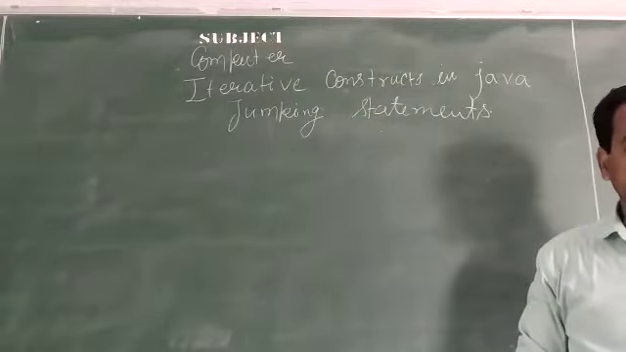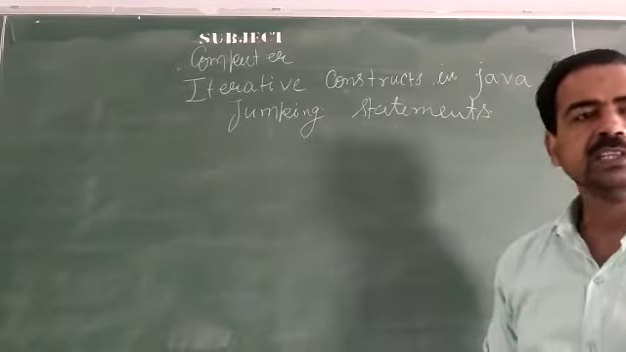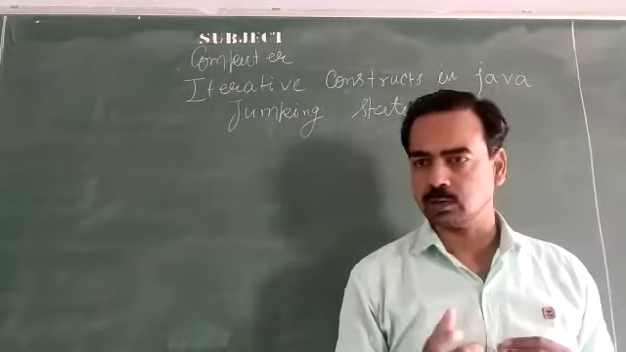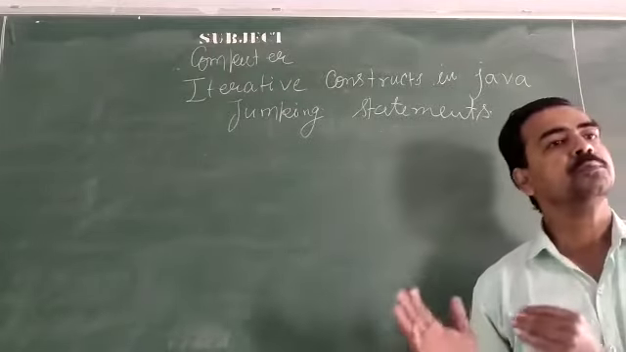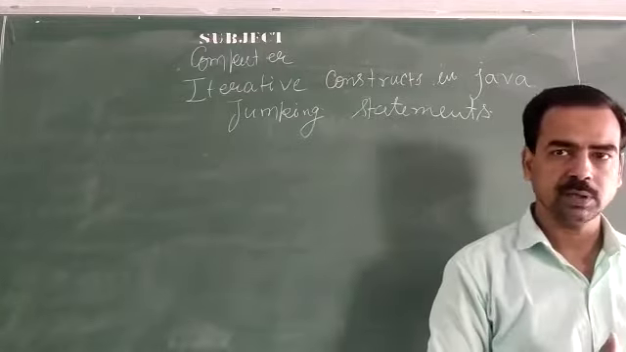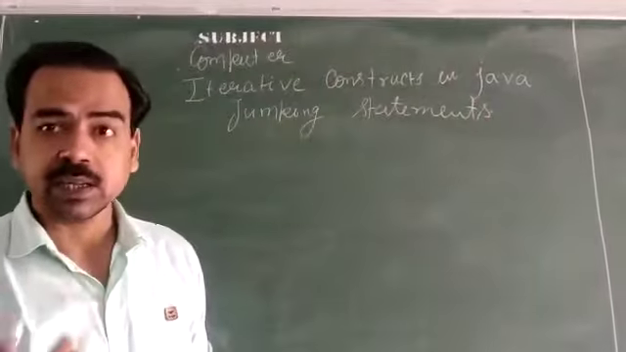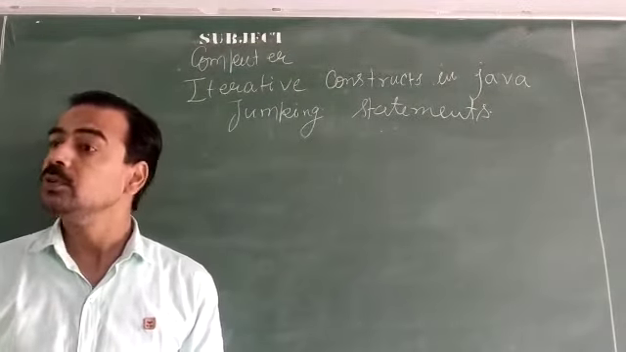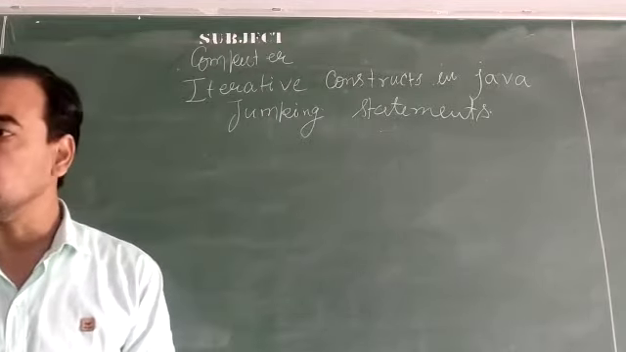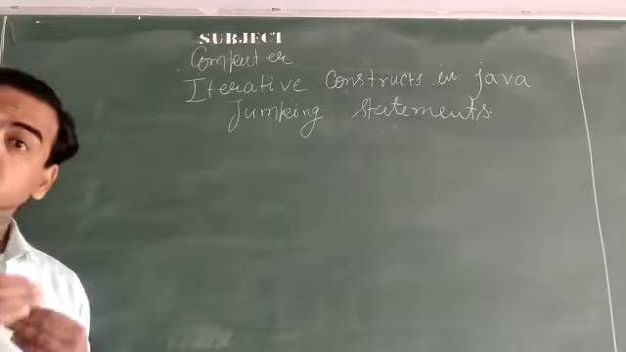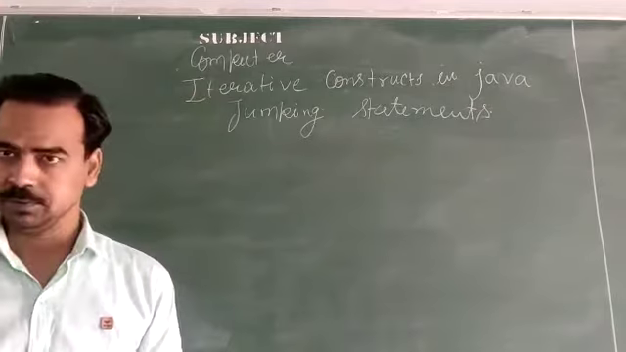Topic is jumping statements. Basically, jumping statements are the statements which transfer the flow of control, which transfer the execution of the program from one block to another block. Understood? Once again, listen. Jumping statements are used to transfer the control of execution from one block to another block. It may be in the forward direction or it may be in the backward direction also.